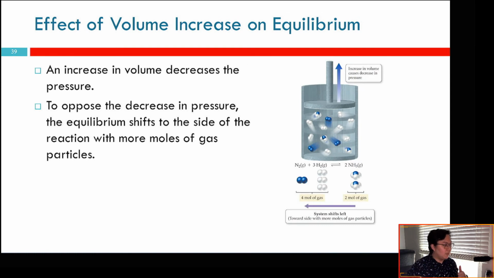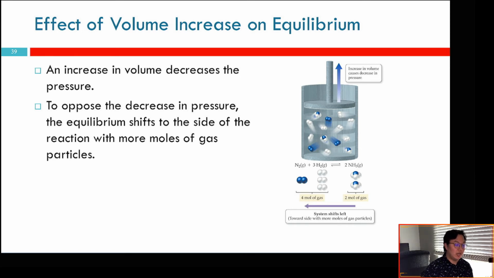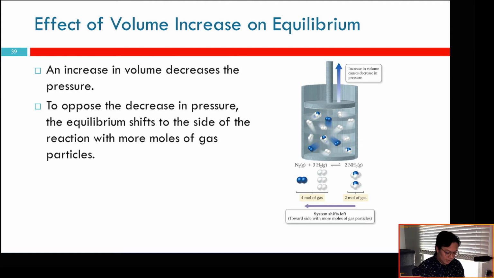If we do the opposite, an increase in volume decreases the pressure. And if we decrease the pressure, we're actually going to form more moles of gas to counteract that pressure change so that the atoms and molecules don't feel too lonely. So again, we've increased our volume, decreased our pressure, and to fight that change, we're going to take our 2 moles of gas and break them apart into our 4 moles of gas, which shifts our reaction to the left. So we'll form more particles of gas to help fill that space and get back to the pressure that it was before the change.